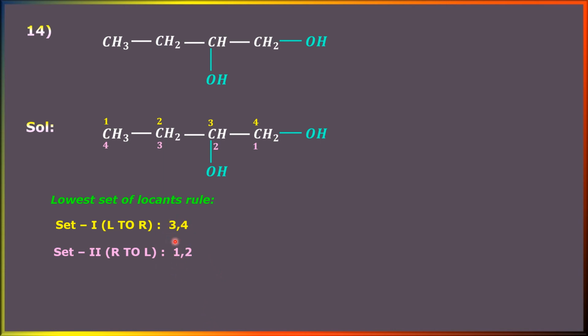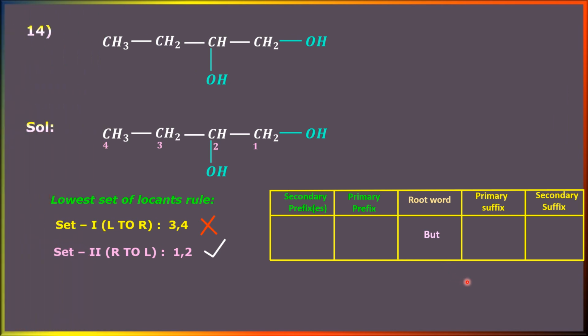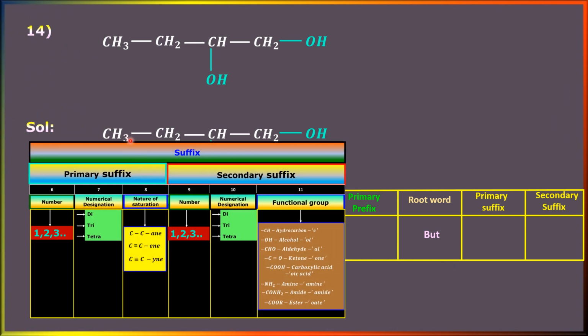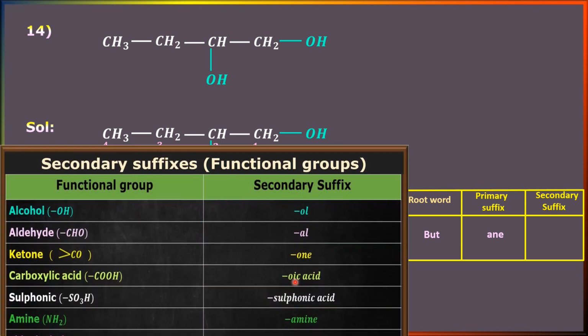Now we have to compare these two sets of locants. First, let us compare the first terms. 1 is less than 3, then you no need to compare the remaining terms. So at the first point of difference, 1 is less than 3. So the numbering from right to left is the correct way of numbering, whereas the left to right is the wrong way of numbering. Okay. So here the root word is but. Primary suffix only, single bonds are there, carbon carbon single bonds are there in the parent chain, so it is ane. Secondary suffix you can see here, OH functional group means ol.